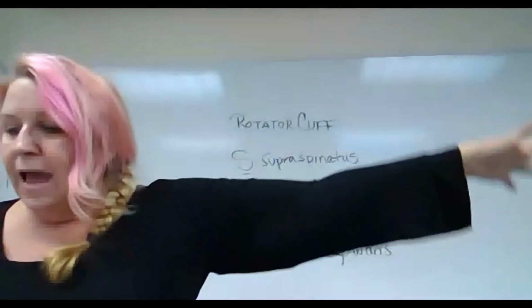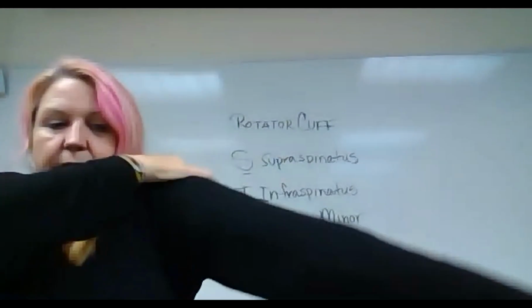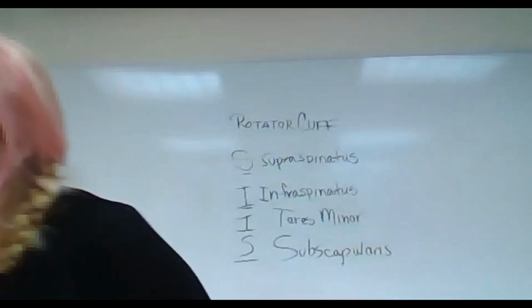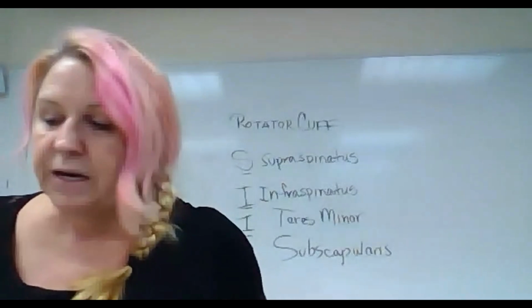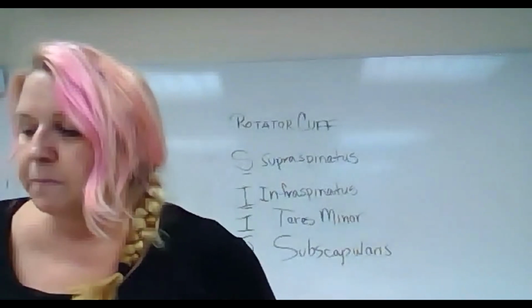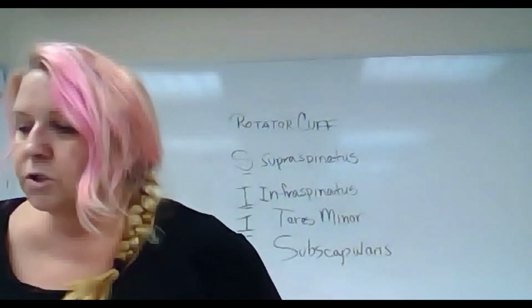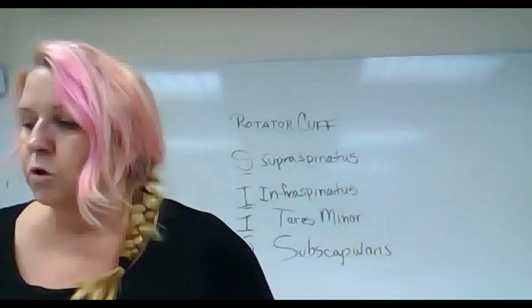It also adducts because it's going to pull back down in the arm, right? So supraspinatus, abduct, infraspinatus, adduct. Its origin, infraspinous fossa scapula. Insertion, same as supraspinatus, is that greater tubercle of the humerus.